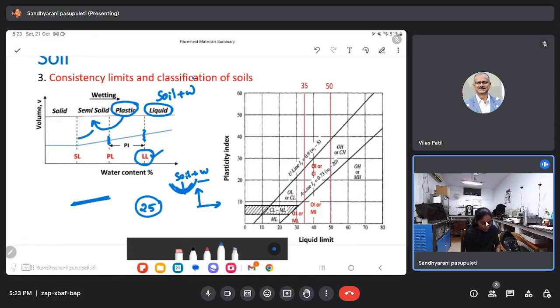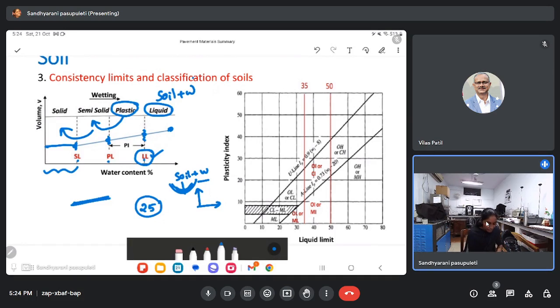If we further reduce the water, soil state would change from semi-solid to solid. This transition stage is called the shrinkage limit. From liquid limit to plastic limit to shrinkage limit, we can see that the volume is very high at first and keeps on reducing. But at the shrinkage limit, if you further reduce the water also, there will not be any change in volume. So it is the water content at which there is no change in the volume of the soil water paste.